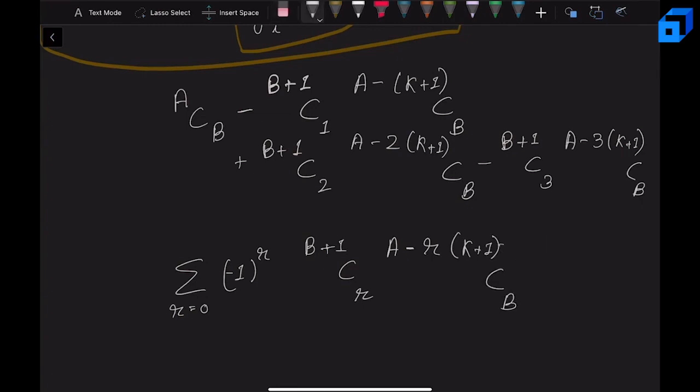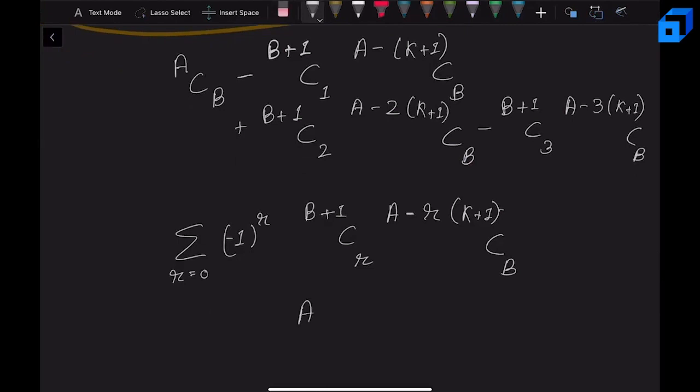And now what will be the upper bound? We want that A minus R into (K plus 1) should be greater than or equal to B for this to be valid, otherwise NCR will be 0. So the value of R will be less than or equal to (A minus B) upon (K plus 1). So the upper bound is (A minus B) upon (K plus 1).